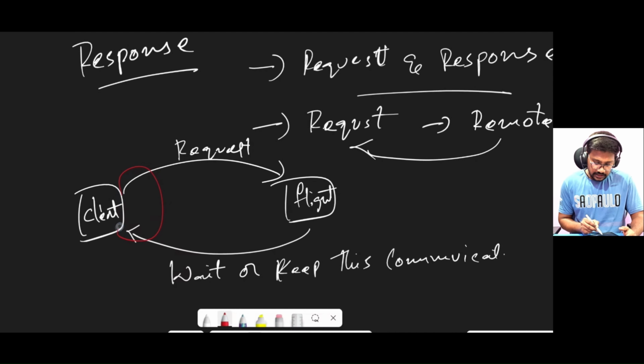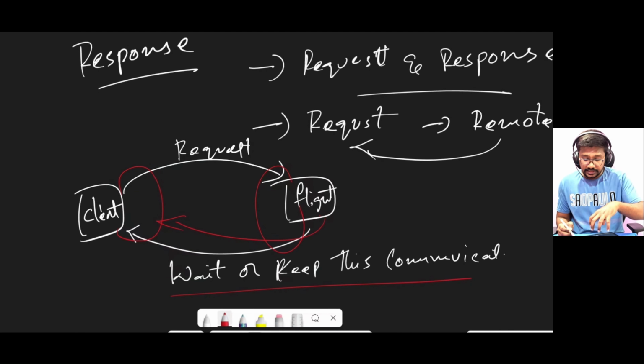So here the A2A protocol does that magic. It won't send any other request. It will wait for the flight agent to complete its task, and when the flight agent responds back, because the communication or the connection was still open, then if it responds back with some task submitted status, it will complete this request and response. This is one way.